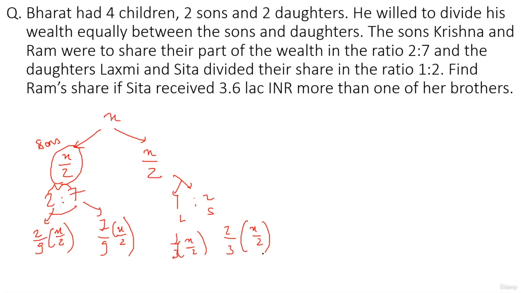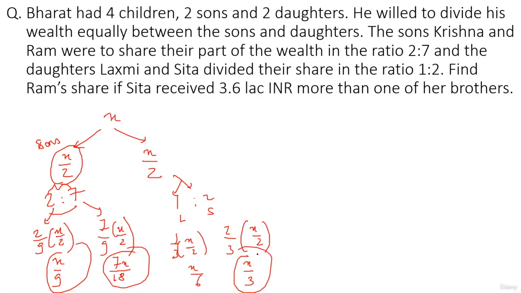Okay, so let's understand the comparison here. यहाँ पे the brothers are receiving x by 9 and 7x by 18 here. This is x by 6 and this is x by 3. Okay, so Sita received 3.6 lakhs more than one of her brothers. Which brothers? To understand that, we make the denominators of all these three values, x by 9, 7x by 18, and x by 3 same.